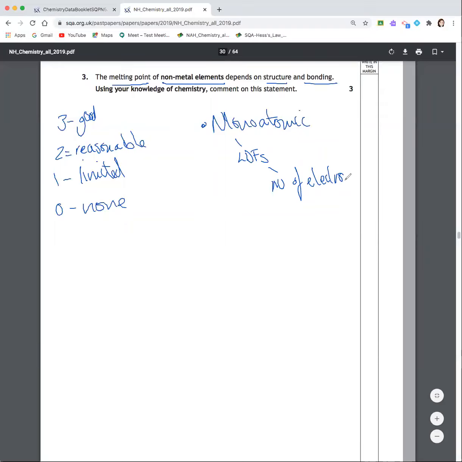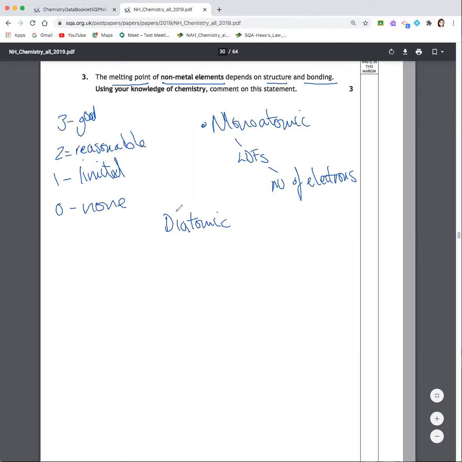So because you're increasing the number of electrons as you go down the group, the strength of your London dispersion forces is also going to increase. Then you can move on to talking about the diatomic elements.